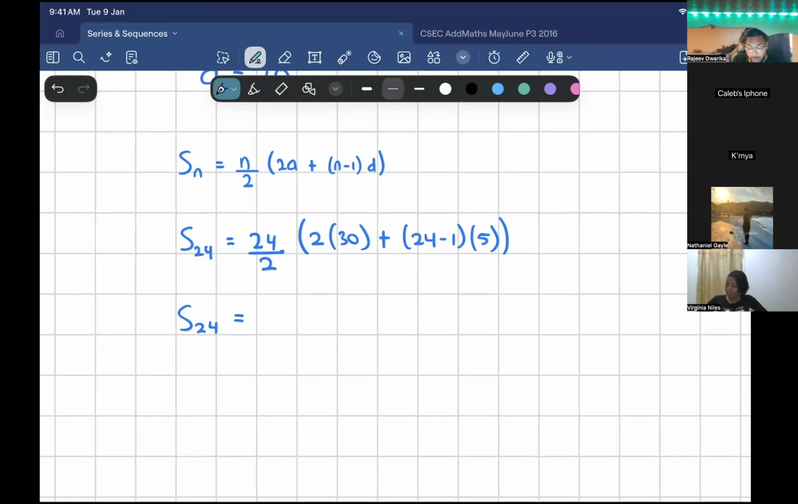Okay, so when you plug that into the calculator, if you have a shortcut, try to simplify before you plug it in. But you should be able to work it. It's not a problem. 24 over 2 is 12. 2 times 30 is 60. 24 minus 1 is 23, and 23 times 5 is 115.